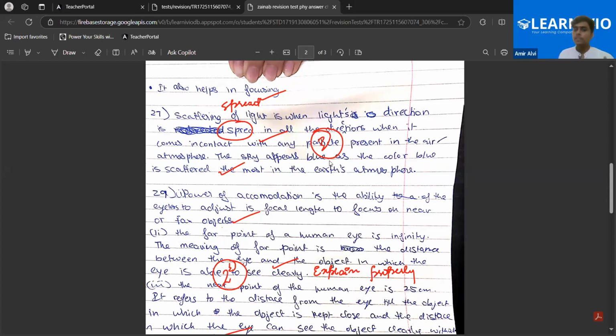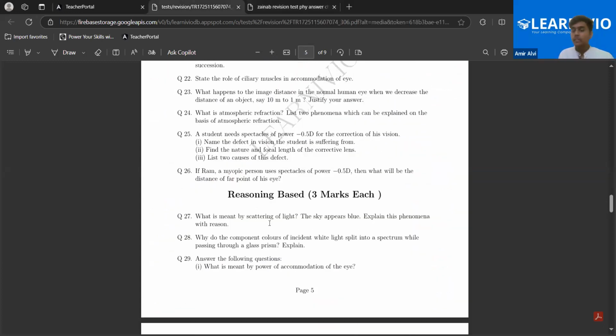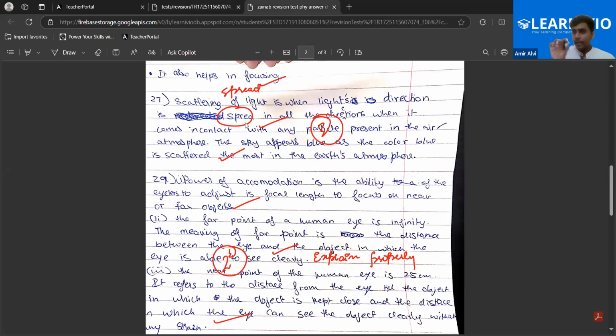So what was the question basically? Question 27: what is the meaning of scattering of light? The sky appears blue because why? First, you can write the definition. Scattering of light is the spreading out of light in random directions due to suspended air particles, dust particles, and water particles in the atmosphere. Second is the reason: the sky is blue due to the scattering of light by the air particles, basically gaseous molecules.